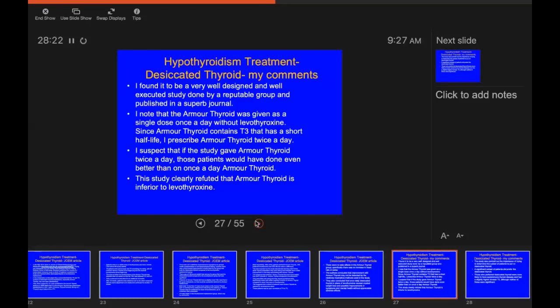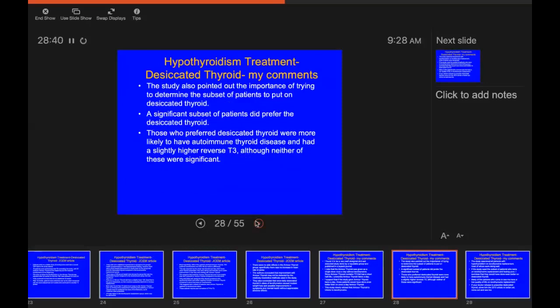But clearly, the study refutes the claim that Armour thyroid is worse than levothyroxine, which many endocrinologists are still saying. So, if somebody tries to get on desiccated thyroid, and their doctor says, I won't do it because it's worse, you can show them this paper. I think it was clear.